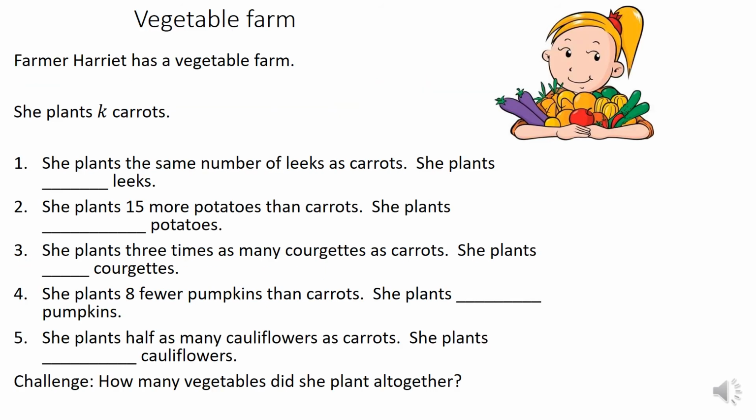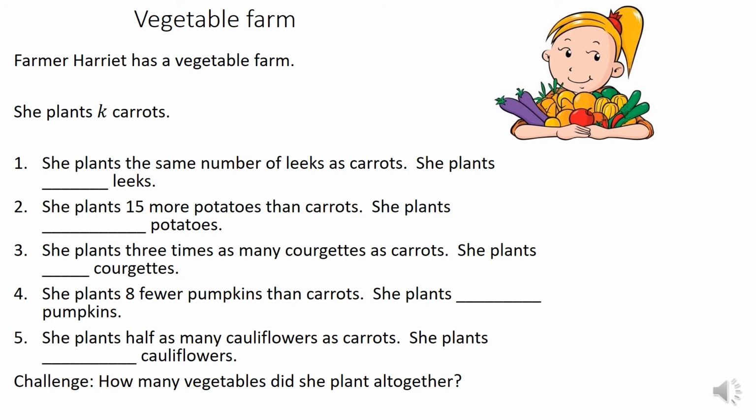Okay? Now, again, we're going to try these examples. These are worded examples, and they are all linked together. There's 5 questions here, and then a challenge question, which I want you guys to try. So, Farmer Harriet has a vegetable farm. She plants K carrots, so we know that carrots equals K.